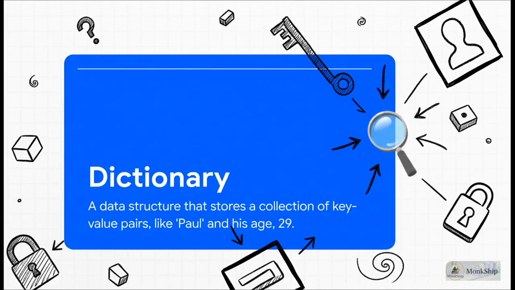So, to understand this, we have to start with a basic concept called a dictionary. All it is is a way to store information in pairs. You have a unique key, like the name Paul, that points to a value, like his age, 29. That's it. This simple key-value idea is the bedrock of this whole system.